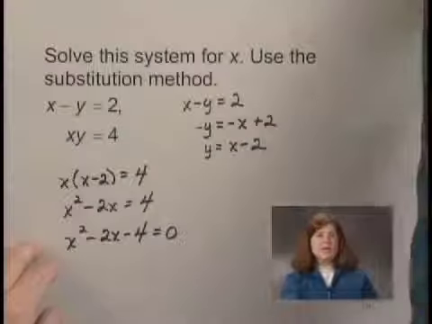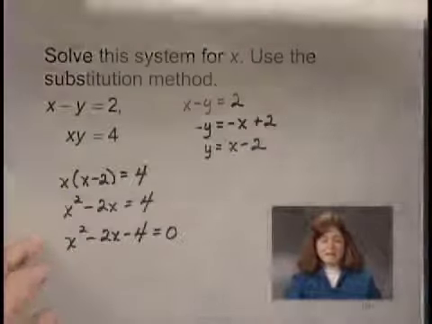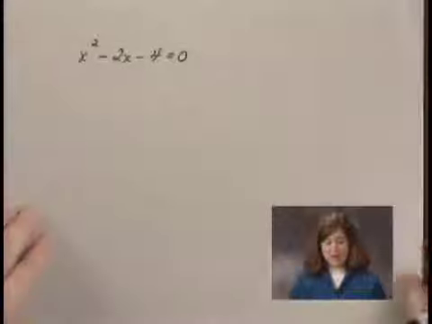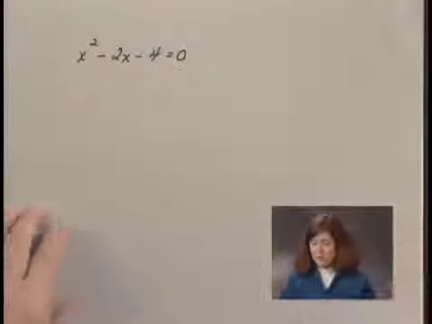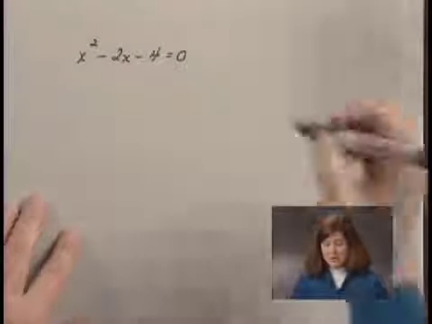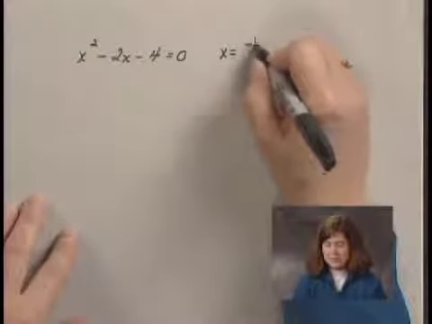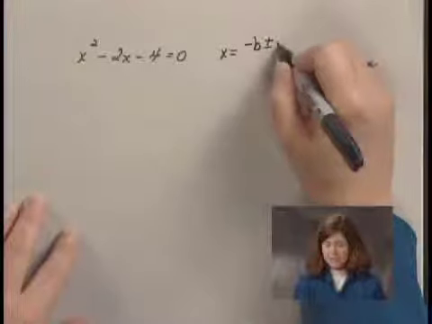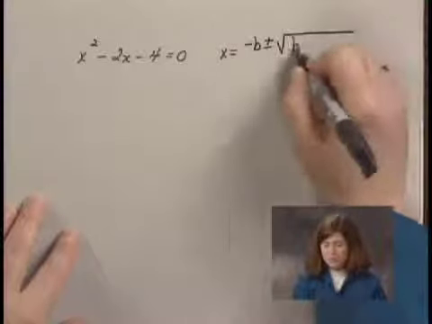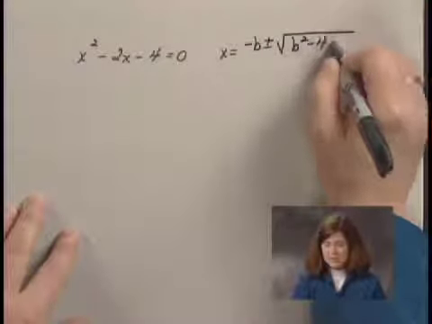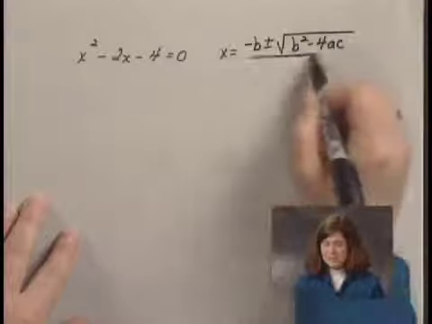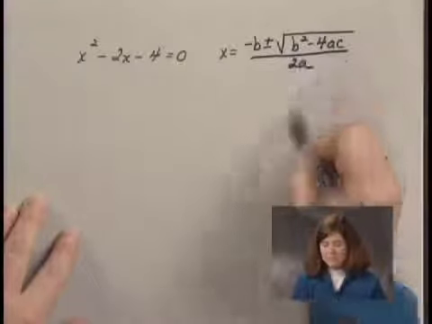To solve that equation, I will first try to factor, but I find that I'm unable to factor, and so I will use the quadratic formula. The quadratic formula says that x equals the opposite of b plus or minus the square root of b squared minus 4 times a times c, all over 2 times a.